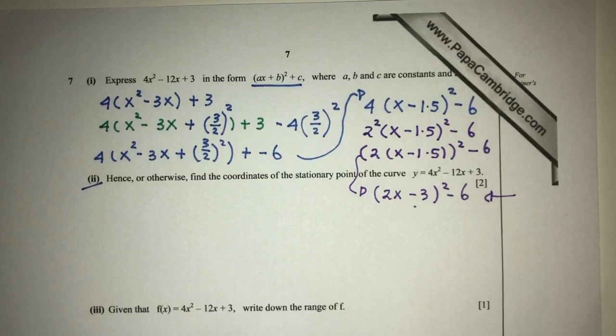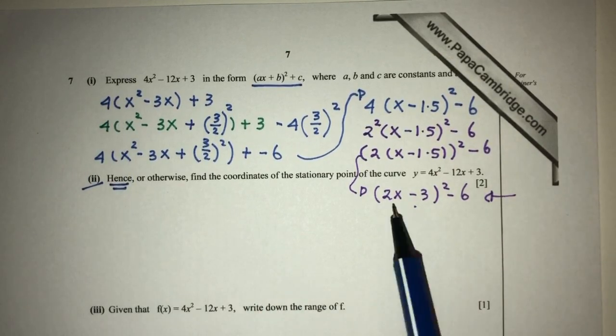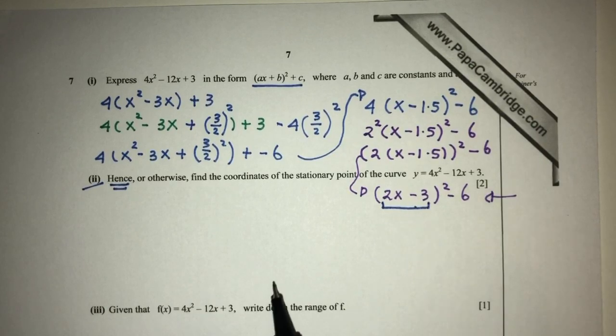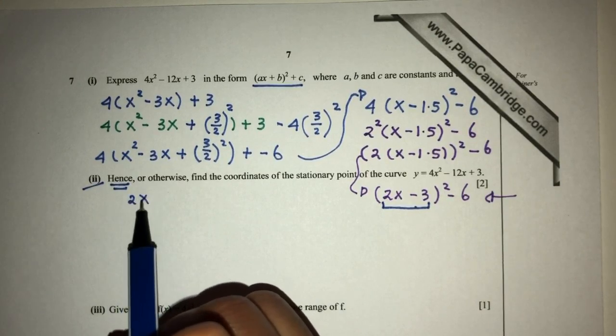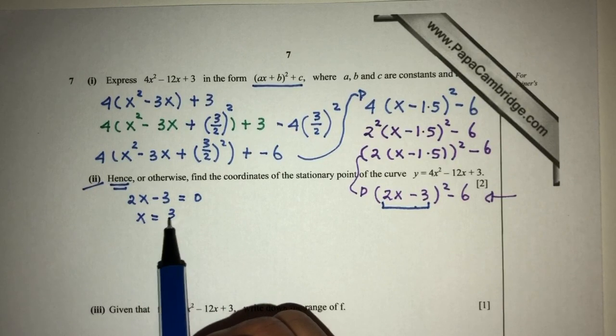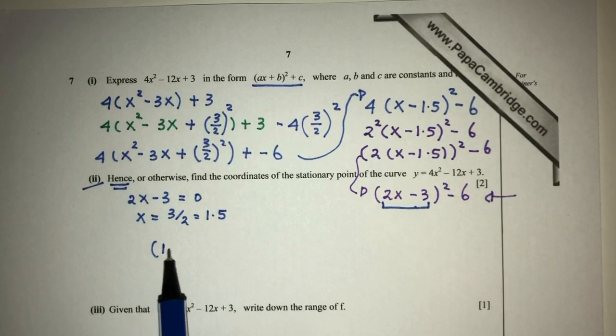So hence or otherwise, find the coordinates of the stationary points on the curve. Now, there's always a few methods to find the stationary points, but usually whenever you see hence, just use your previous answer to find that. So right now we have this. We know that the stationary point occurs when this value here is equal to 0. So 2x minus 3 has to be 0. X will be 3 over 2, which is 1.5. So the x value will be 1.5.